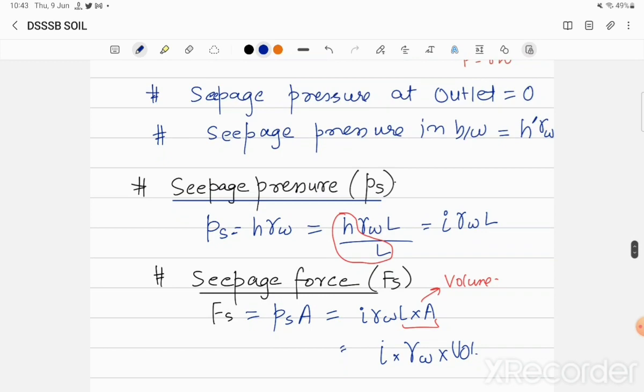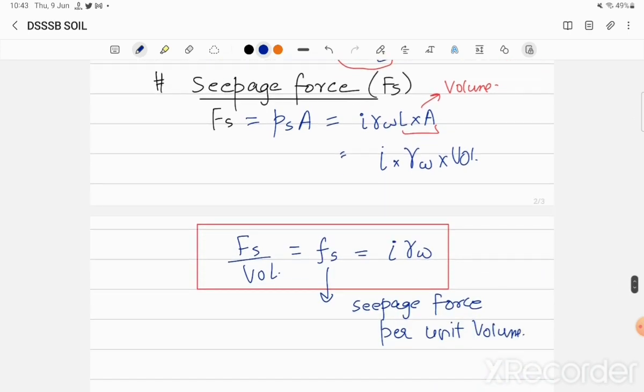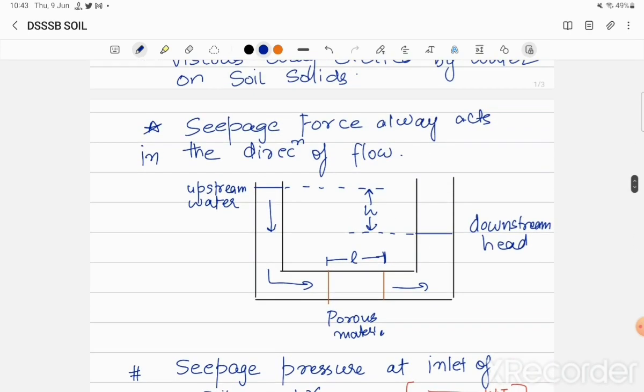And here are the formulas for seepage pressure, which is i gamma w L, and seepage force per unit volume is i gamma w. Thank you.